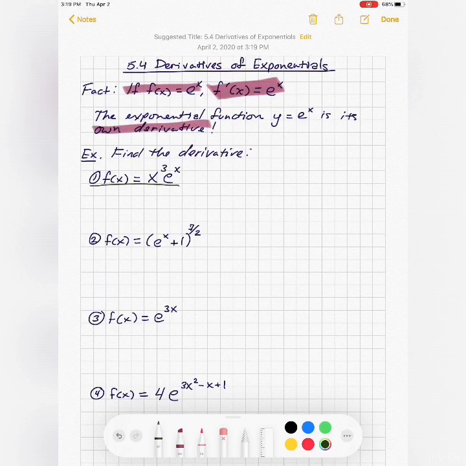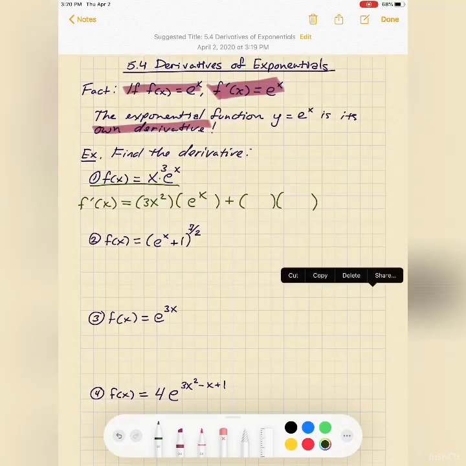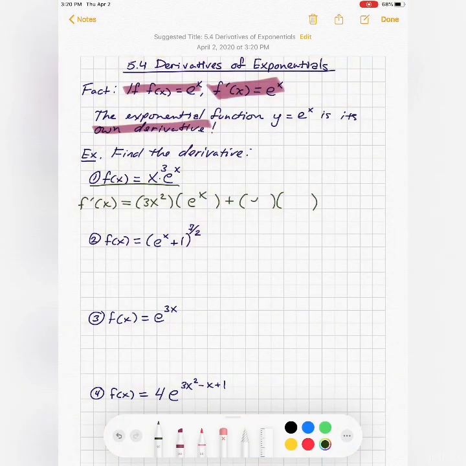So looking at something like number 1, the first thing I notice there is that I have a product. So I'm going to set up my derivative using the product rule. You'll remember the template looks like so. Derivative of the first times the second plus derivative of the second, well, that's e to the x times the first.